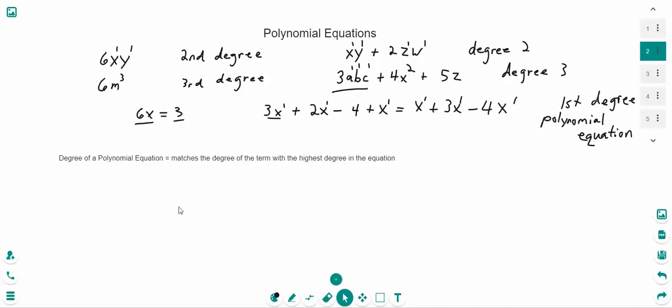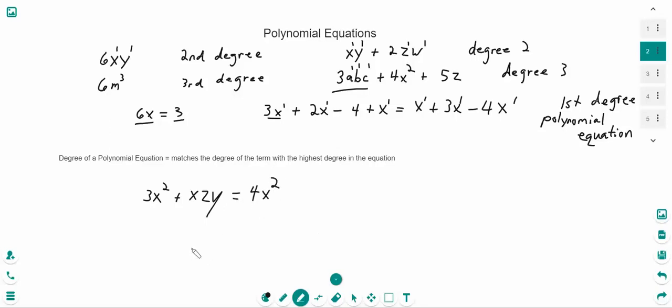All right, so just as a quick recap, or maybe a little practice here, let's make sure that you've got this down. So if I have an equation such as 3x squared plus zy equals 4x squared, what would be the degree for this equation? What would be the degree? I'll write that here. Degree.